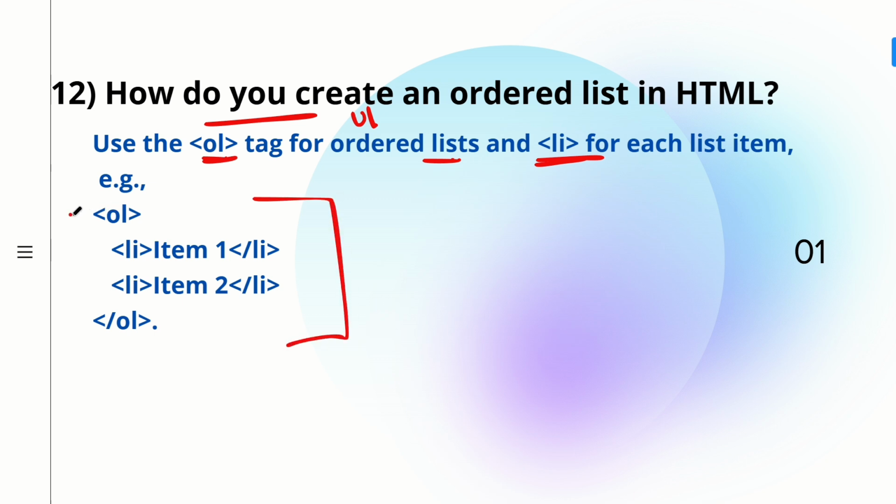You have to first write OL, that ordered list will be shown, and inside the ordered list you will have multiple list items. So individual list items will be shown inside OL.